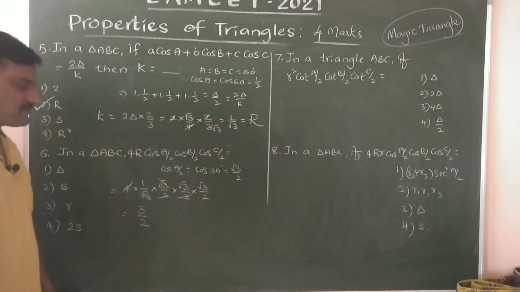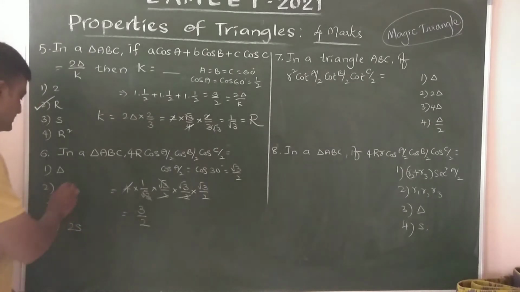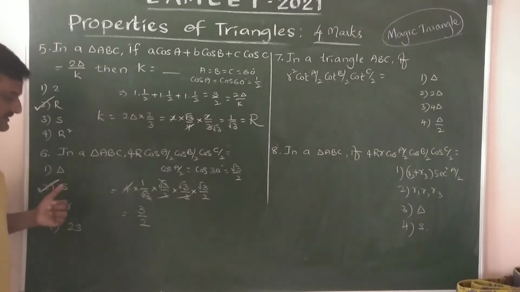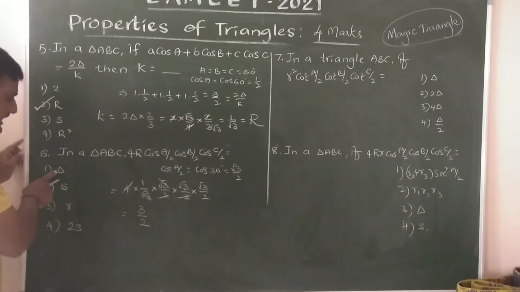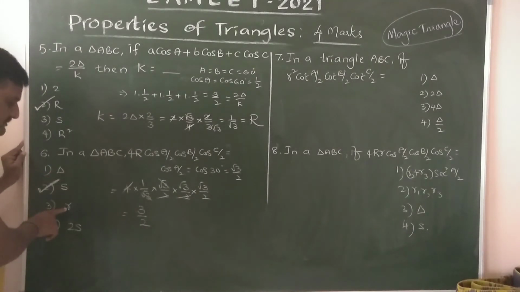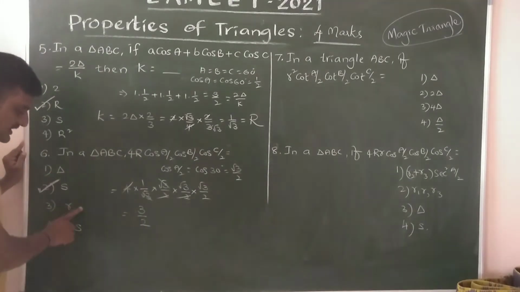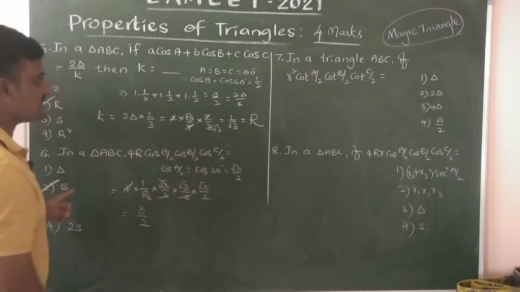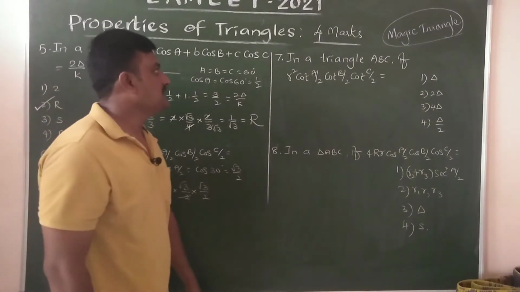Remember, 3 by 2 should be S. Definitely that is S. S equals 3 by 2, delta equals root 3 by 4, small r equals 1 by 2 root 3, 2S equals 3. Now the option is the second one. Let us go with the next one.